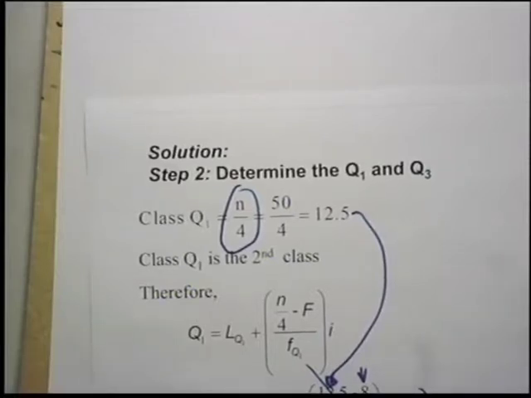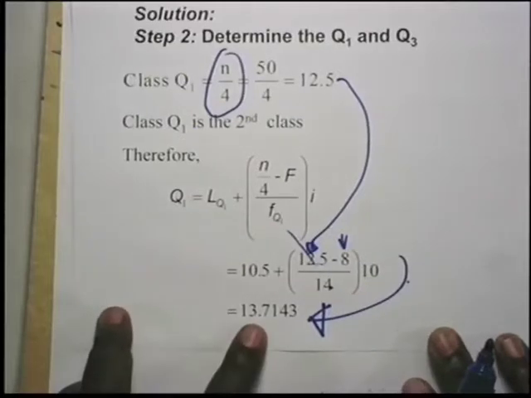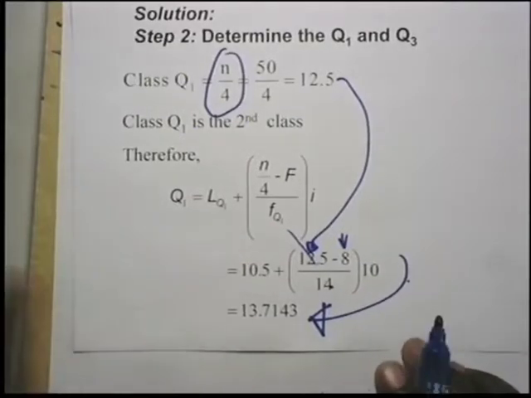So this is our first quartile. Our first quartile is 13.7143. Okay. Let's move forward to calculating the third quartile.